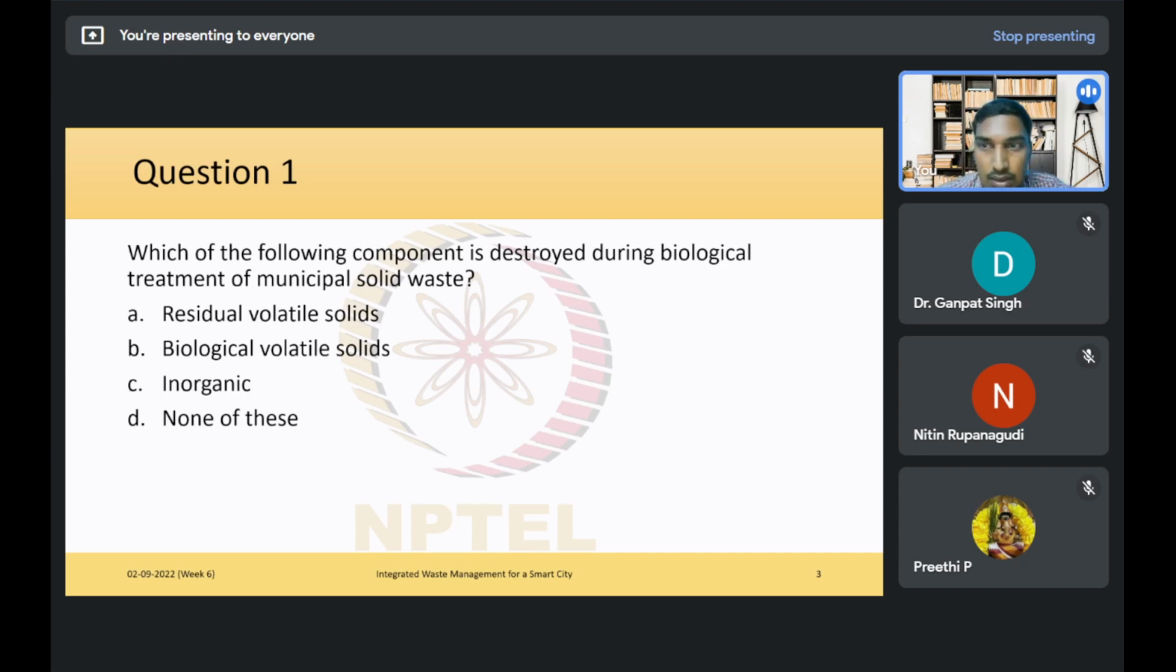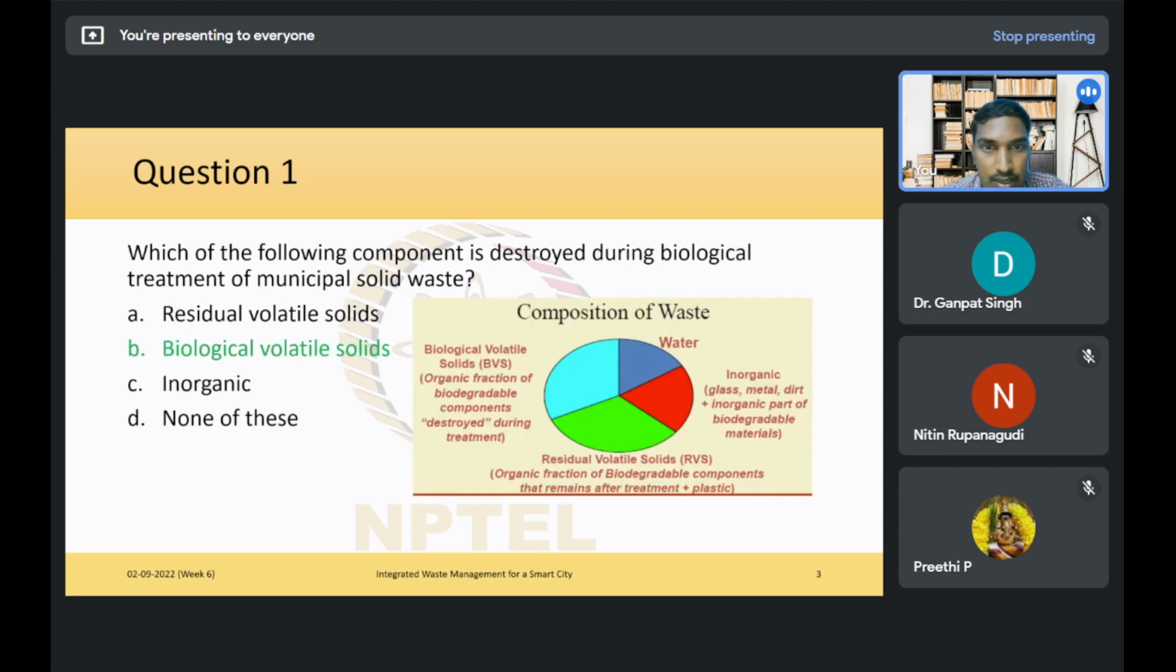If you look at these options, out of the residual volatile solids, biological volatile solids, and inorganics, the one that can be processed or destroyed by biological organisms is the biological volatile solids. So the correct answer is option B. This is from the lecture, if you recall it. We have these different components. We have water, which is the moisture content.